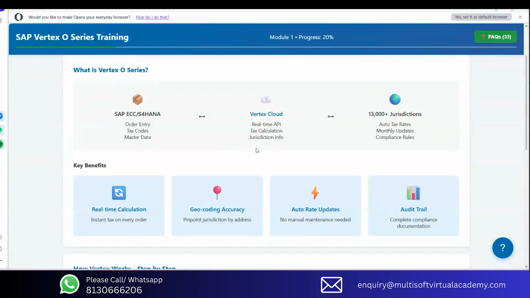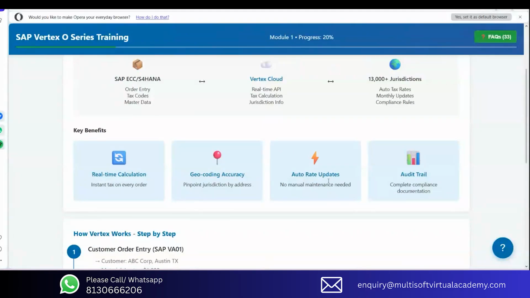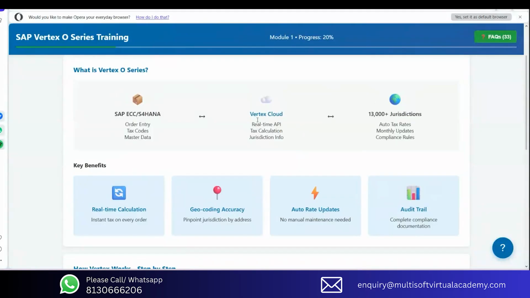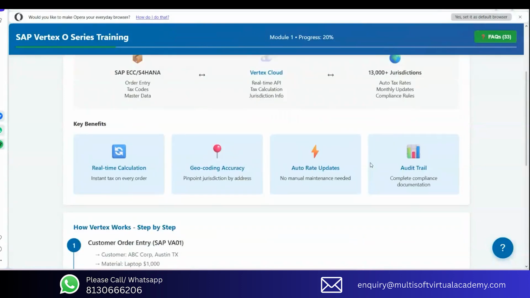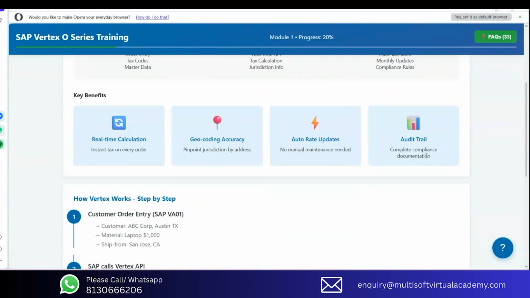Auto rate update, just now I told. The rates and everything get automatically updated. We don't need to worry about rates and all those things. Complete documentation is there, no need to worry about it. Suppose if anything goes wrong, we can go back and see where the problem happened, all those things.